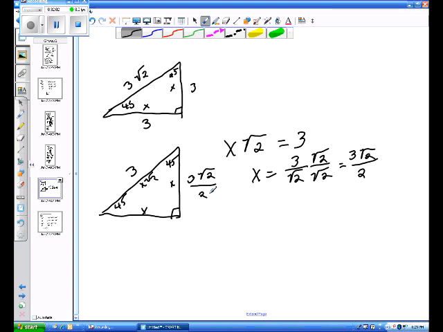So some of the things that you need to be able to do is use the Pythagorean theorem to find the lengths of missing sides. You need to be able to, given a 30, 60, 90, and one of the sides, find any of the other sides using those special ratios. Given a 45, 45, 90, and given one of the sides, you need to be able to find all the other sides. And then you need to be able to find complementary and supplementary angles.